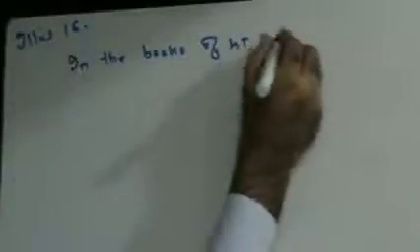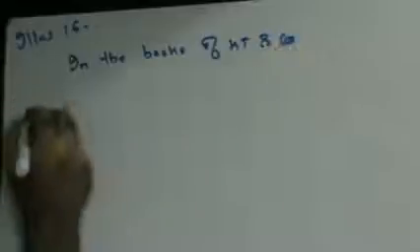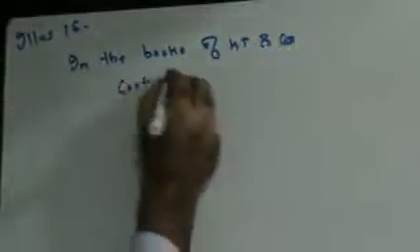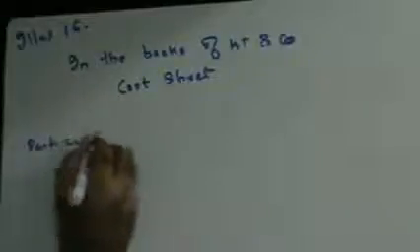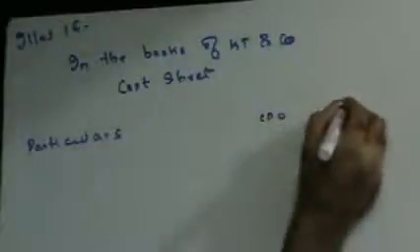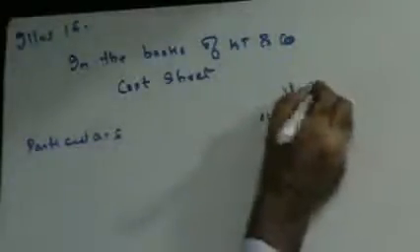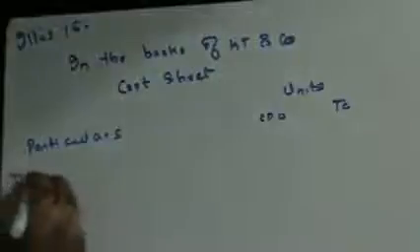So in the books of KT and company, cost sheet as on... have they given you the date? No, they haven't given you the date. Straight away, particulars, CPU, PC, units. Right? Let's make the format first.